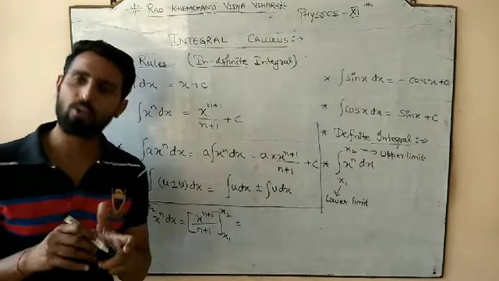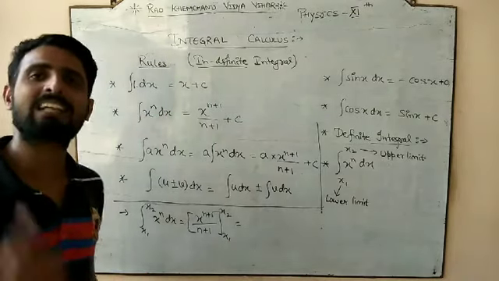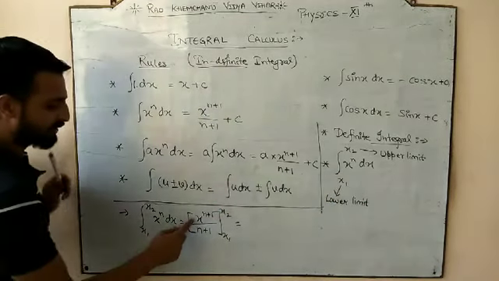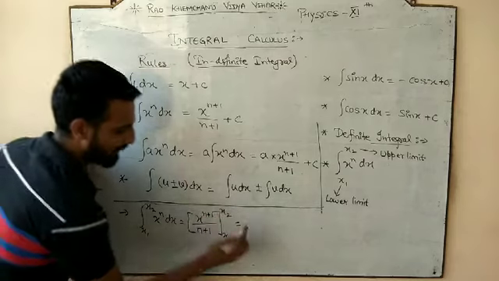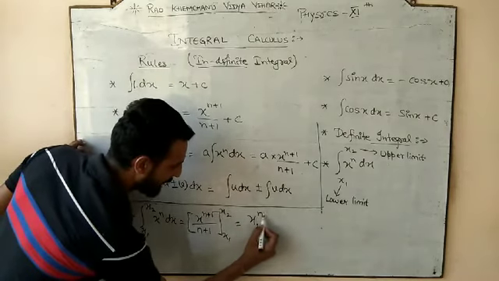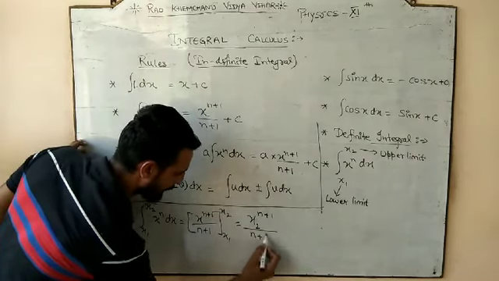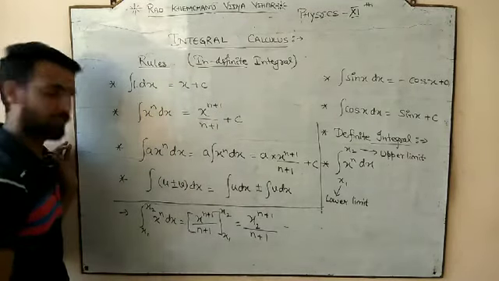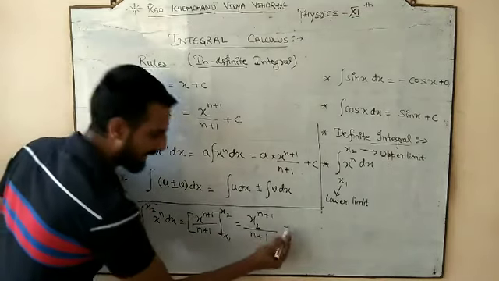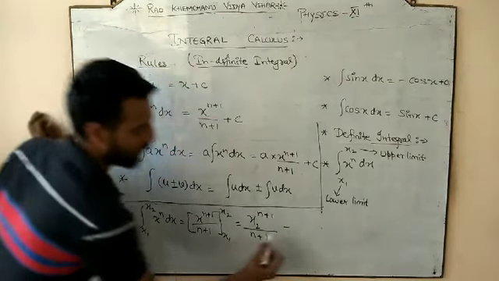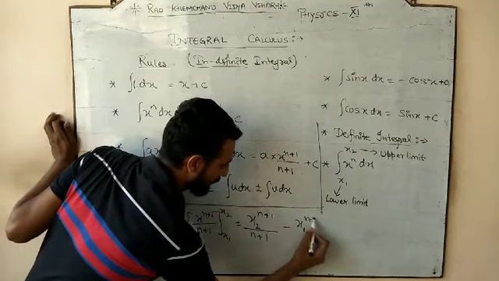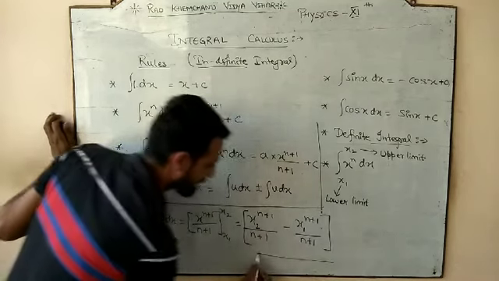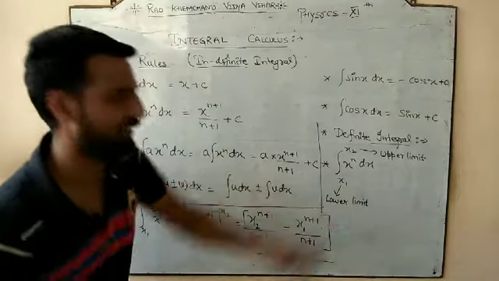So whom are we going to replace? We are going to replace the variable. यहाँ पे वो variable x है. So first of all we replace x with the upper limit. So what is the upper limit? x2, and the rest of the things should be the same. So firstly you replace with the upper limit, minus. Now you replace with the lower limit x1, n plus 1 by n plus 1. This is your final answer if you go with this type of integral.